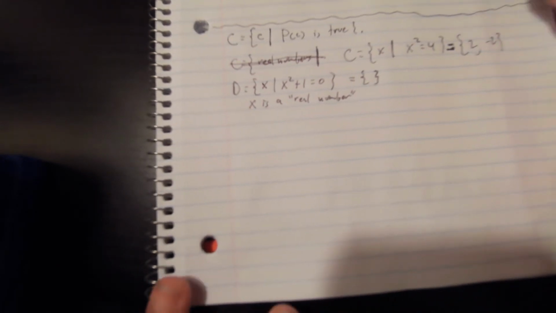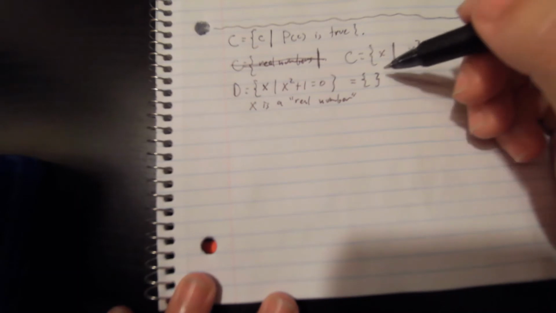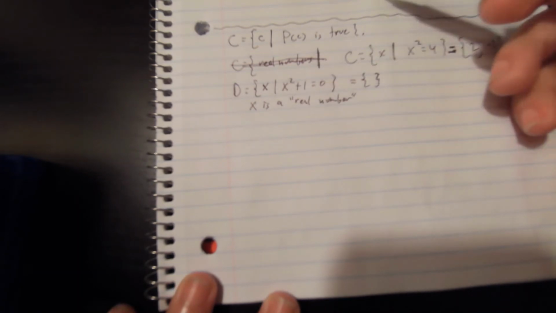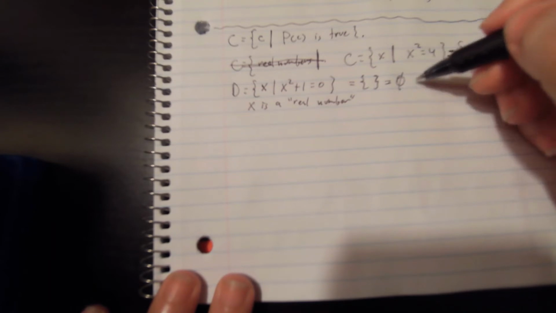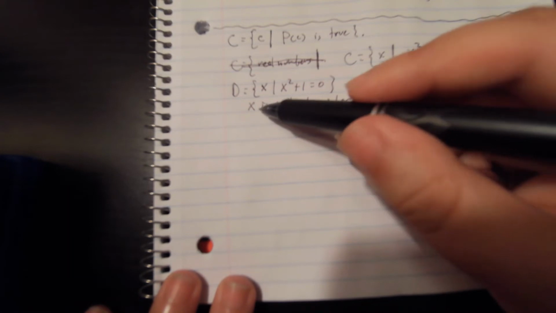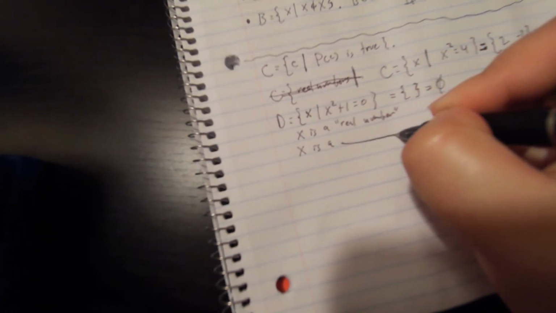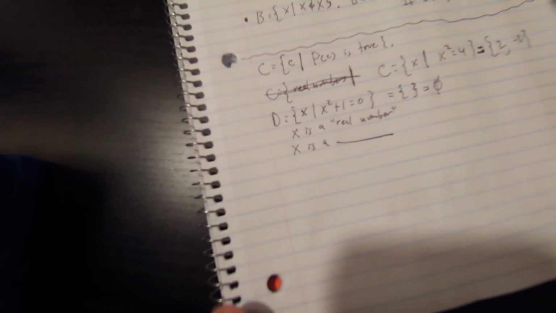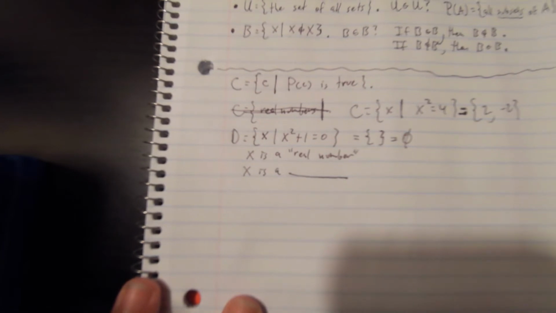So now, surprisingly enough, this is not a paradox. We're just saying that there are no elements that satisfy this statement. So we basically have a set that has no elements. Whenever we have a set that has no elements, we call that the empty set. So this symbol right here is the empty set, which is just this set has no elements. However, if X is something else, then now D wouldn't be empty anymore.